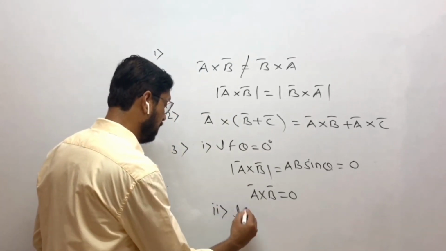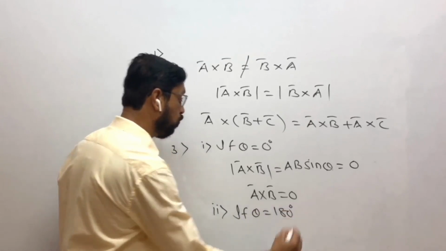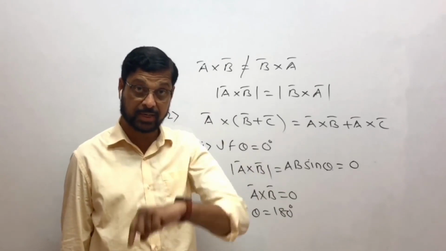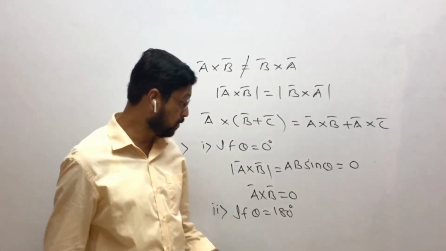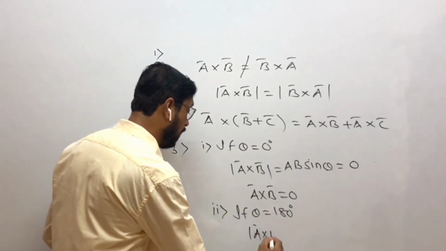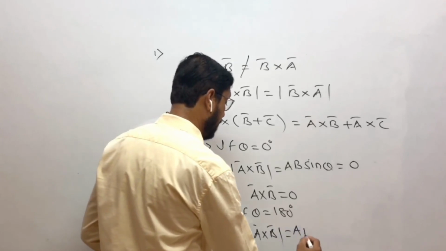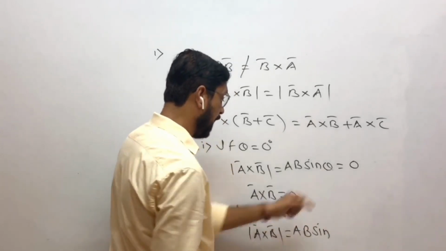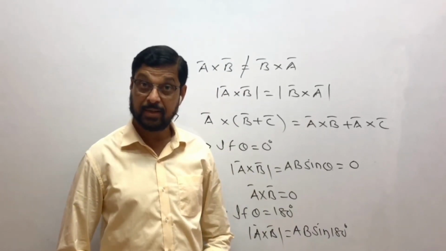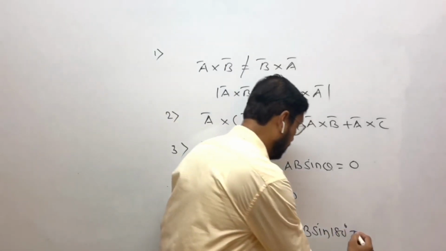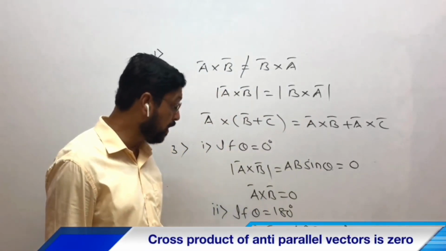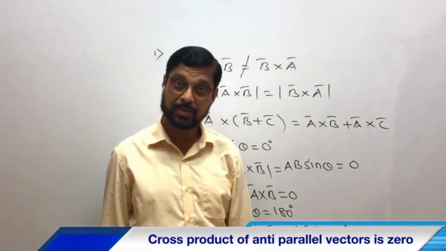Second point will be if theta is equal to 180 degree, means two anti-parallel vectors, 180 degree means opposite directions, means two vectors are anti-parallel vectors. So in this case again, mod A cross B will be AB sine theta. Theta is 180 degree and sine of 180 degree is again 0. So this will also be 0. So if the two vectors are anti-parallel, then also their cross product is equal to 0.